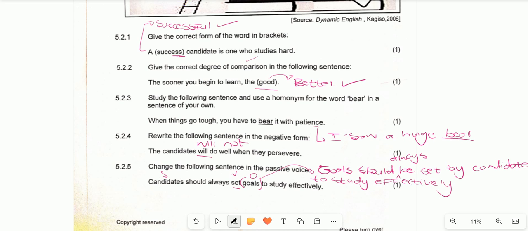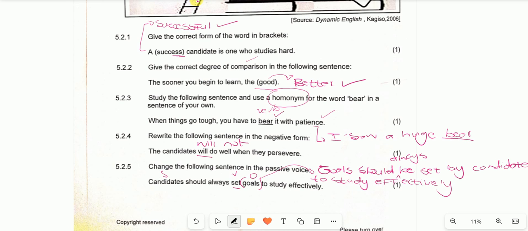Now, this is what I spoke about in our predictions when we were talking about homonyms, that you'll be given a homonym in a sentence of its own in the question paper. What you therefore need to do is not to repeat the same function as stated in the question paper. "When things go tough, you have to bear it with patience." You need to bear. It's more like a verb here, right? However, this means that you need to come up with "bear" in the form of a noun.